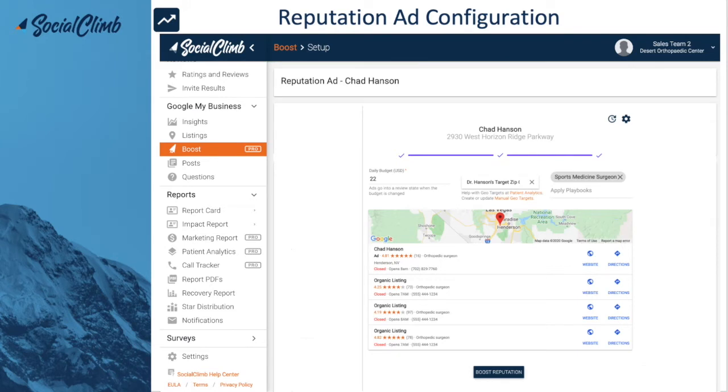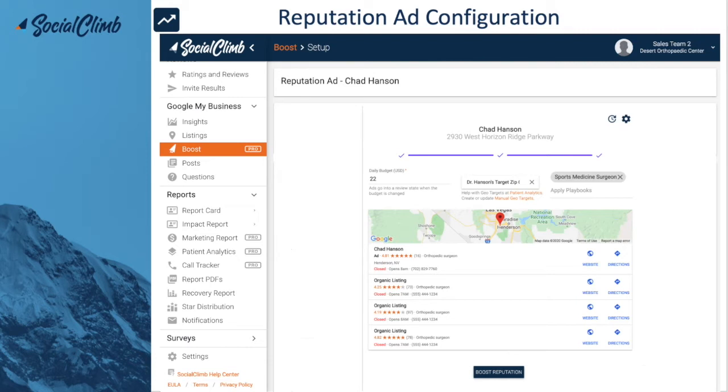Dr. Hansen's staff makes 2 decisions on this screen. Once we created that zip code target, you can see it's right there in the middle, Dr. Hansen's target zip codes. They're going to choose that. On the left-hand side, they chose already $22 a day to spend on his ad budget. They actually are spending that 5 days a week, basically whenever their call center is open. And on the right-hand side, they're running the sports medicine playbook.